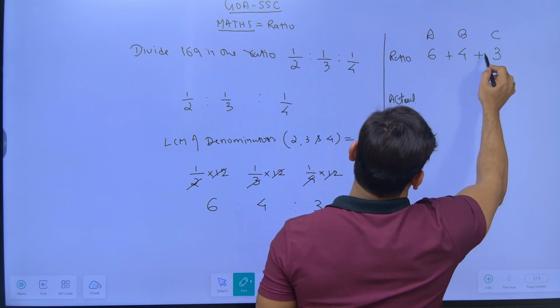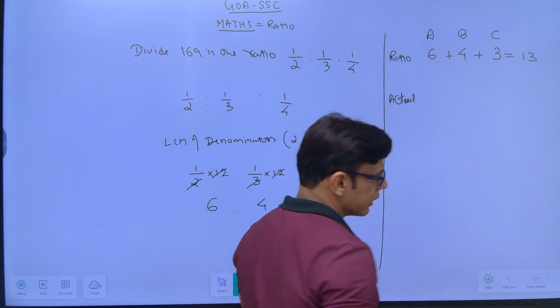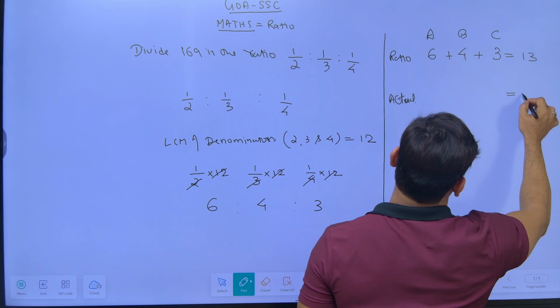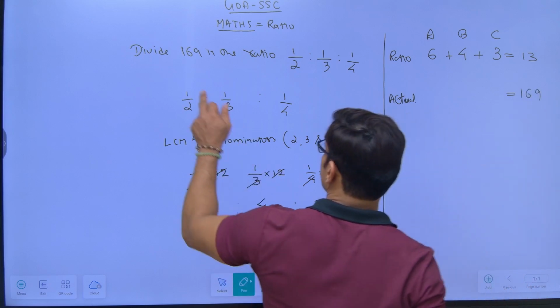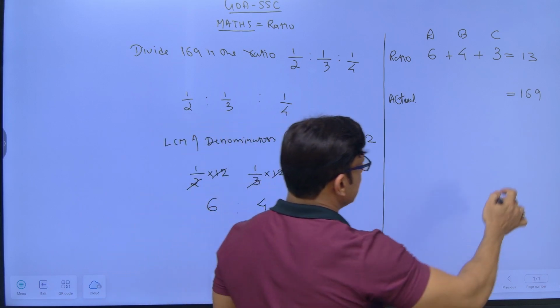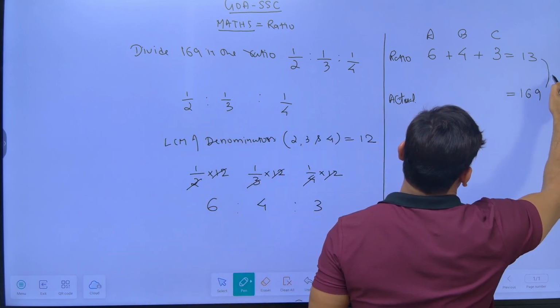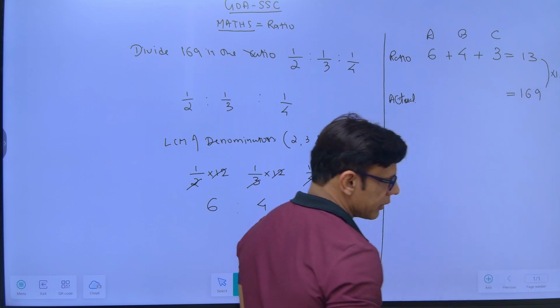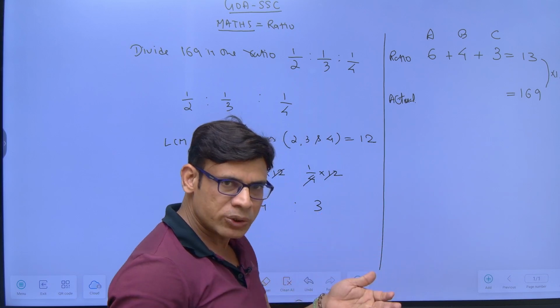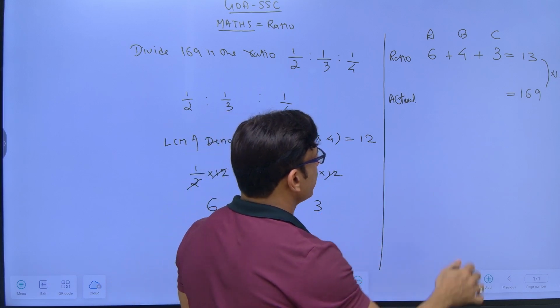So if you add them on the ratio scale, this is how much? 13. But on the actual scale, their total sum is how much? 169, given in the question, because I have to divide 169 into 3 parts. So 13 into how much is 169? 13 into 13 is 169, because we know that the square of 13 is 169. So what you can multiply?